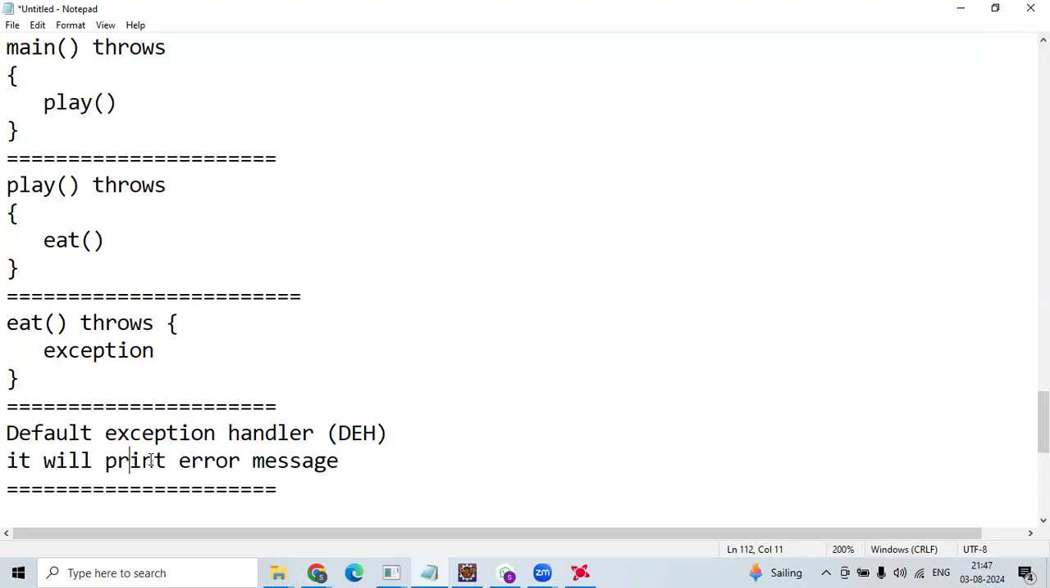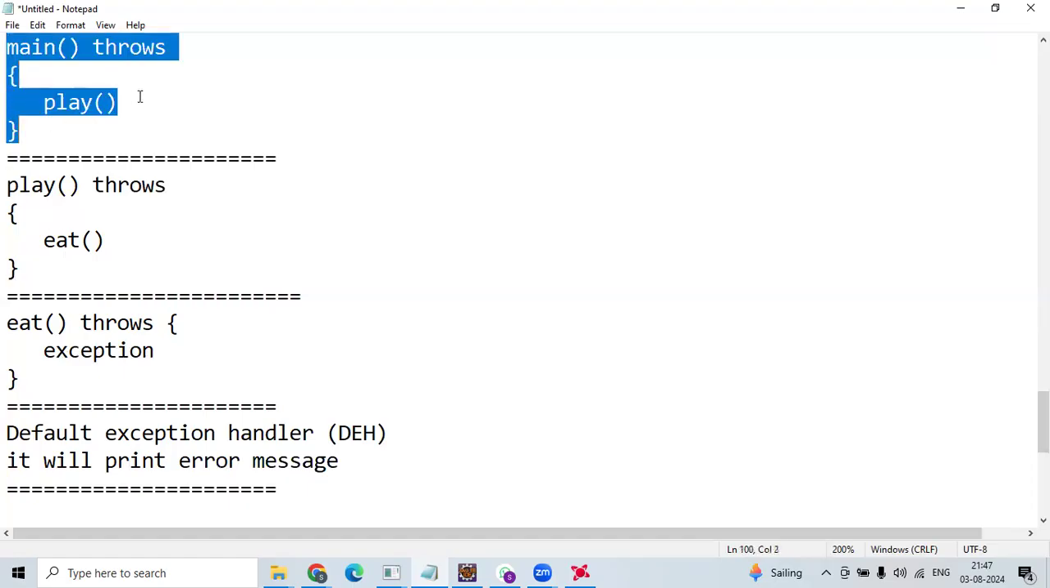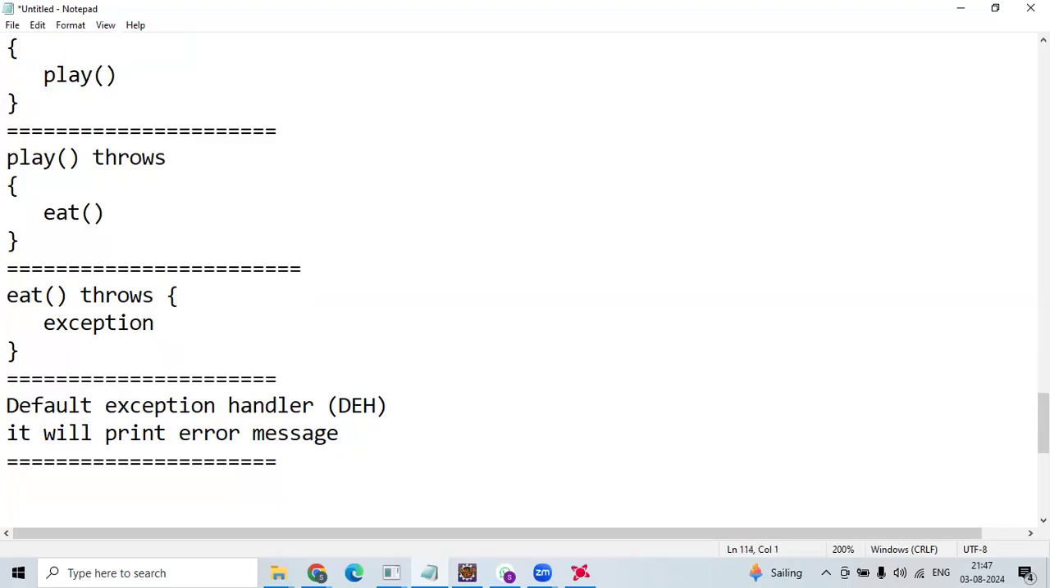When an exception comes, you need to handle it. Either if you are not handling, at least the calling method should handle. If that is also not handling, then the top-level calling method, the main, at the least should handle it. If it is also not handling, the JVM will delegate to the default exception handler, which is there internally. That will print a red color error message in the console.